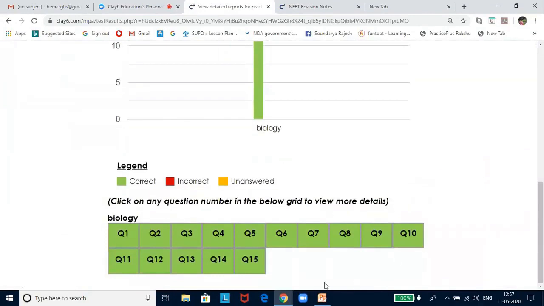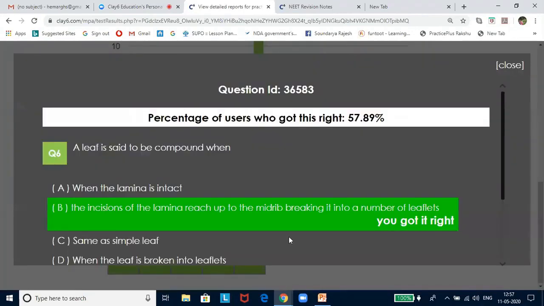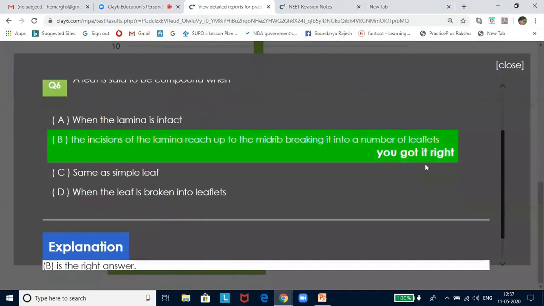Here all the questions are correct. Suppose I have not attempted question number 4, then I can see a yellow color in the legend. If it is red, it is incorrect. If I click on that answer, the correct answer will be displayed. Suppose I got this wrong: a leaf is said to be compound when. Here I got it right, but if it was wrong, this would be your answer shown in red, and the green one will highlight the correct answer.